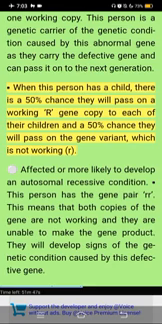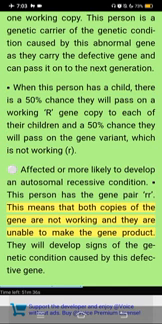Black small square. When this person has a child, there is a 50% chance they will pass on a working R gene copy to each of their children and a 50% chance they will pass on the gene variant, which is not working, r. White circle. Affected or more likely to develop an autosomal recessive condition. Black small square. This person has a gene pair, rr. This means that both copies of the gene are not working and they are unable to make the gene product. They will develop signs of the genetic condition caused by this defective gene.